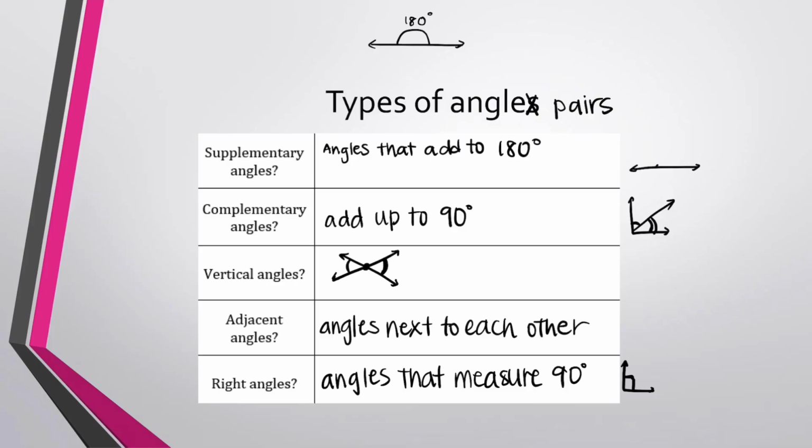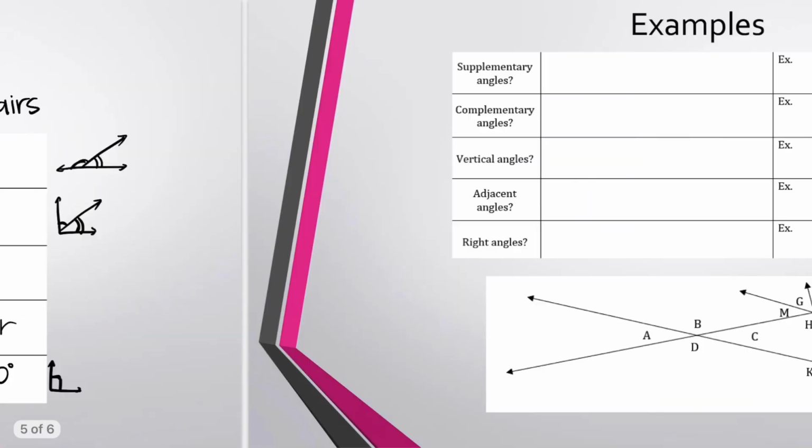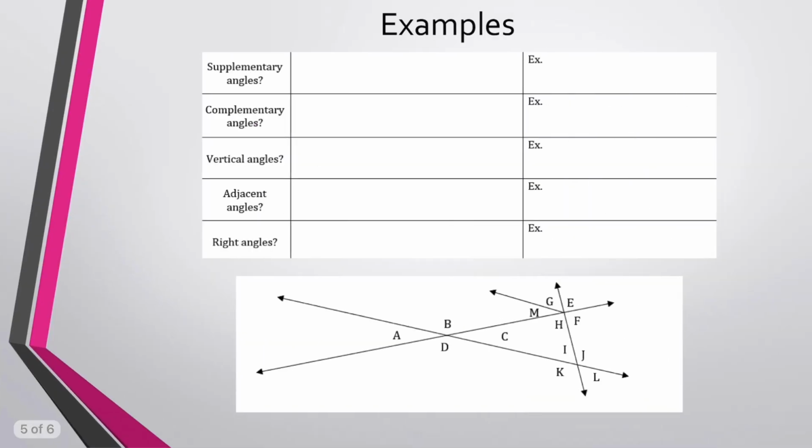Whereas in a supplementary, these would be supplementary. This angle and that angle over there would be supplementary because they add up to 90 degrees. Or 180 degrees, sorry. So there are some cool things about these. So we know that this adds up to 180 degrees. We know that complementary is that they add up to 90 degrees.